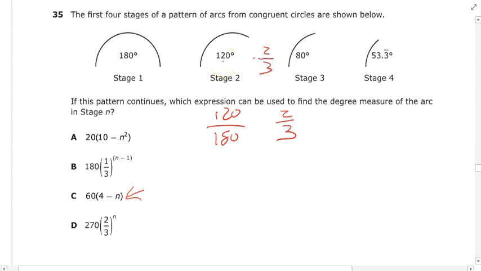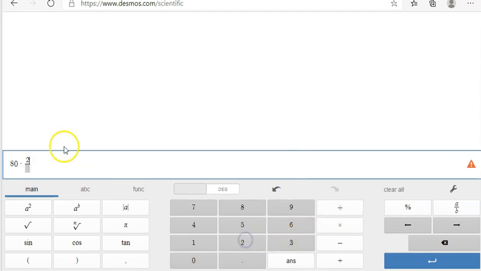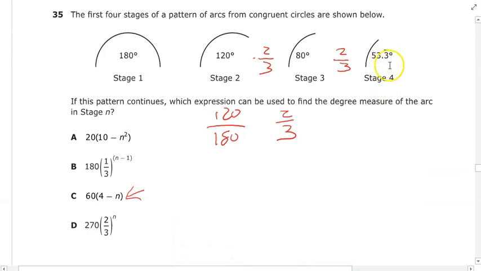What is 120 times 2/3? 120 divided by 3 is 40 times 2 is 80. So yeah, that does work. What about here? 80 times 2/3. Let's check real quick, see what we get. I do get 53.3. That's exactly what I got on there. So I think each one of these is just being multiplied by 2/3 over and over and over again.